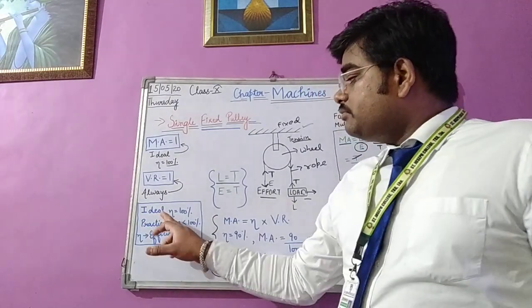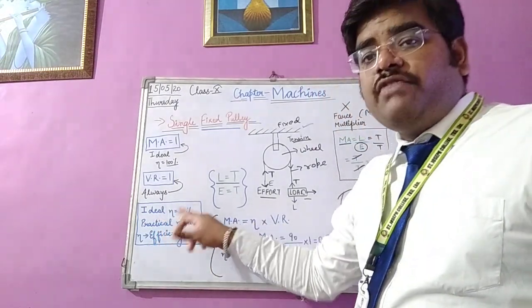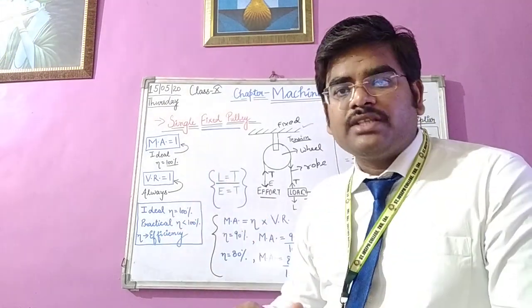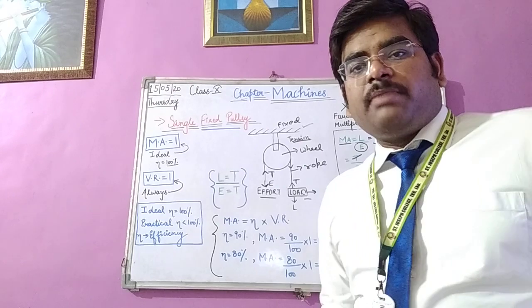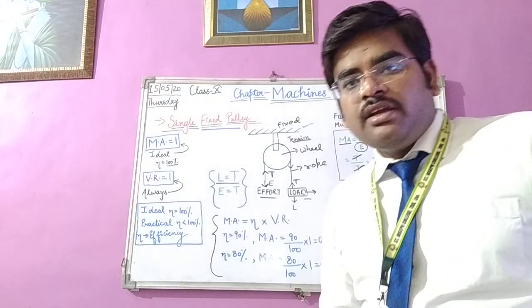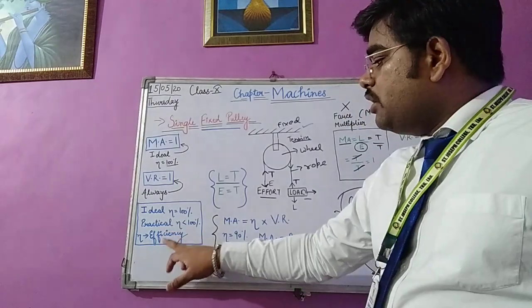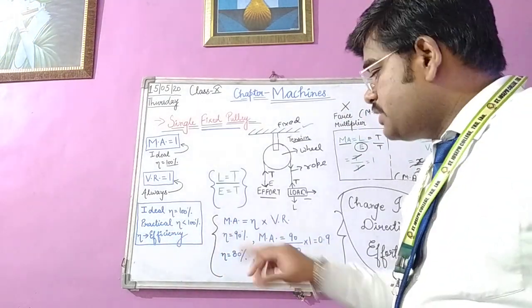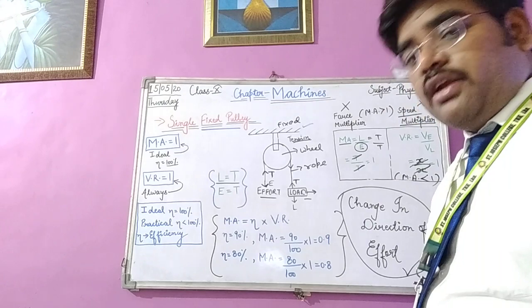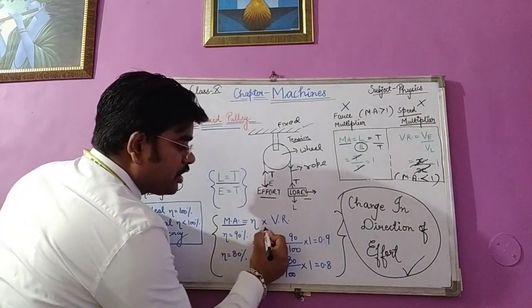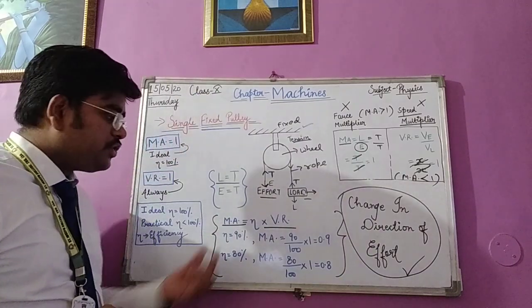Class. For an ideal machine, efficiency is 100%. For a practical machine, efficiency is less than 100%. Okay, it may be 60%, 40%, 30%, according to your machine power, machine efficiency. So here you can see the formula we have written: the mechanical advantage is equal to efficiency into velocity ratio.